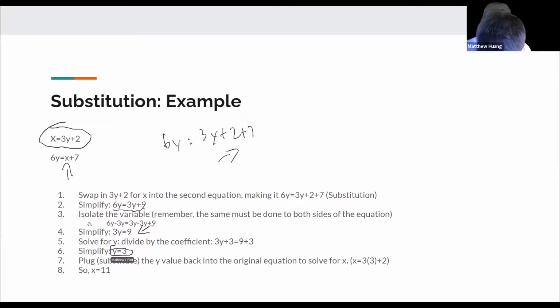We have the value of y, but we still don't have the value of x, right? And we know what x is equal to, and it's in terms of y, right? So we can plug y back in. So that turns into x is equal to 3 times 3 plus 2, right? And we end up with this answer, which is x is equal to 11. So we use substitution to solve problems because we cannot solve for two variables at the same time. So we isolate for one and then we solve for that, right? In terms of the other one.